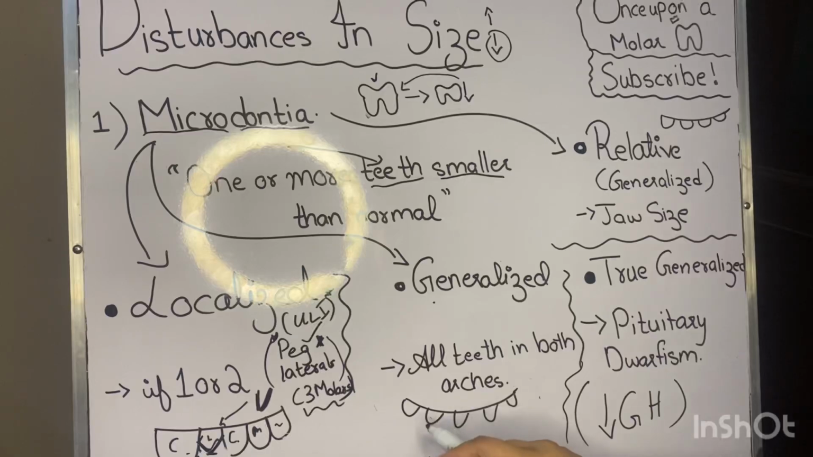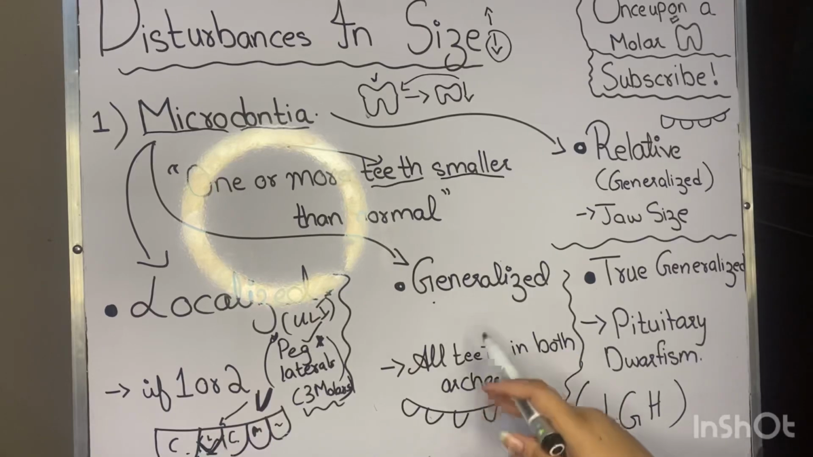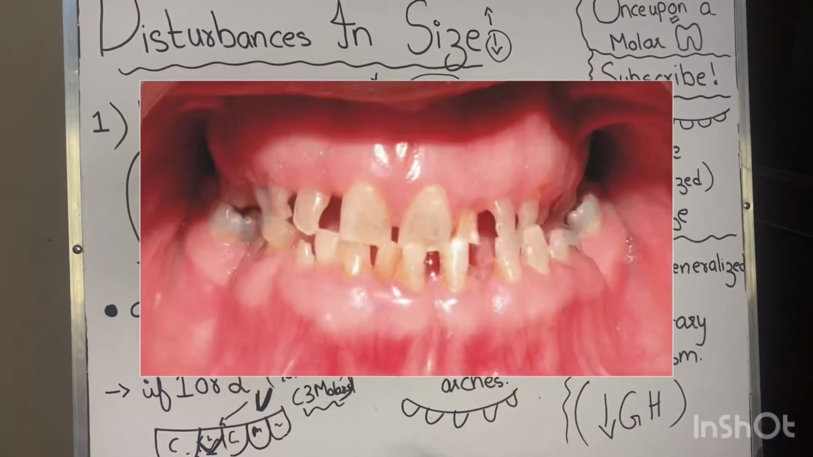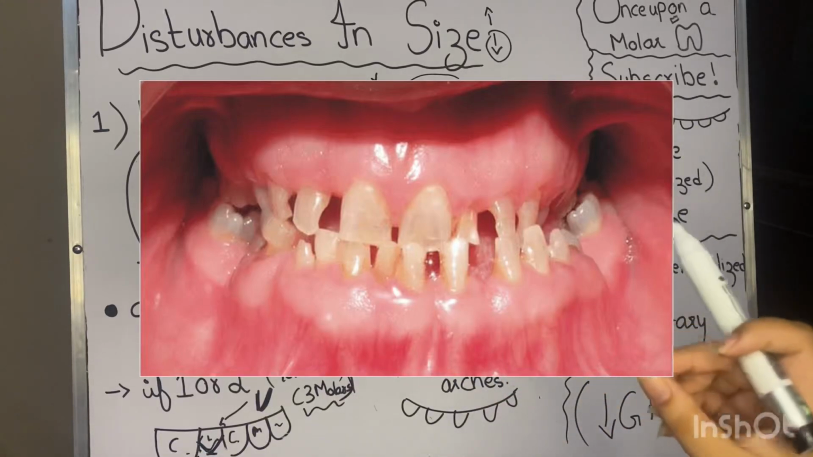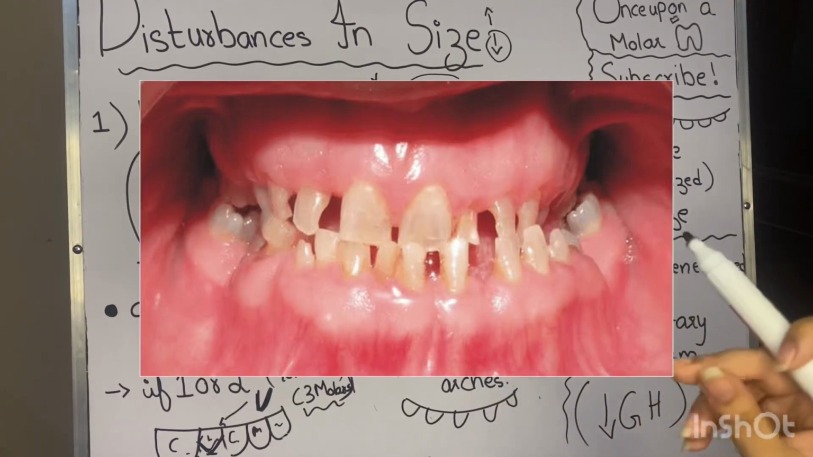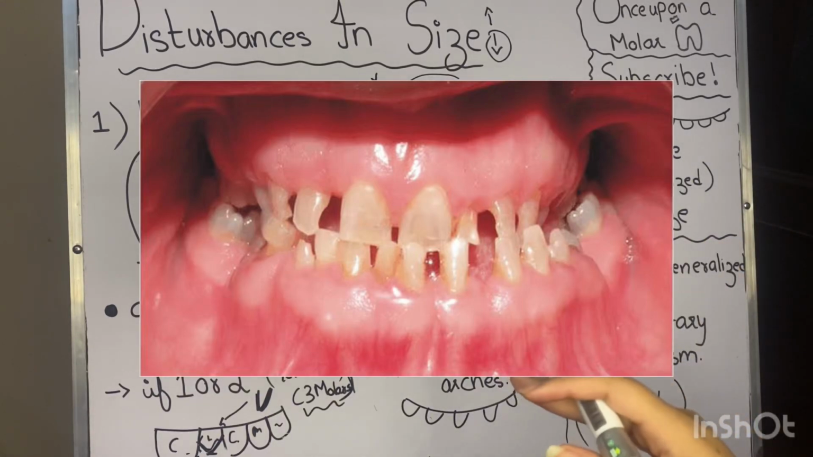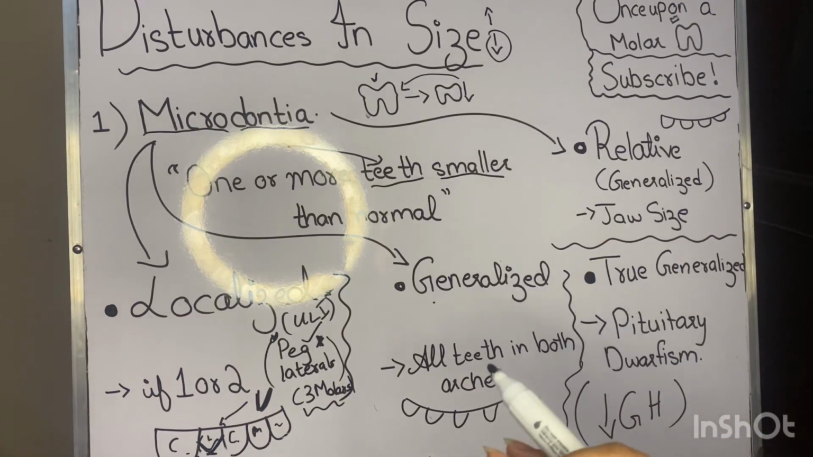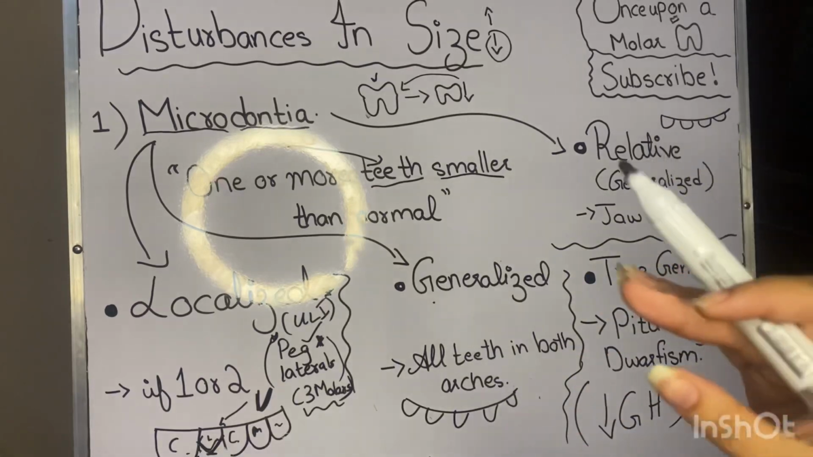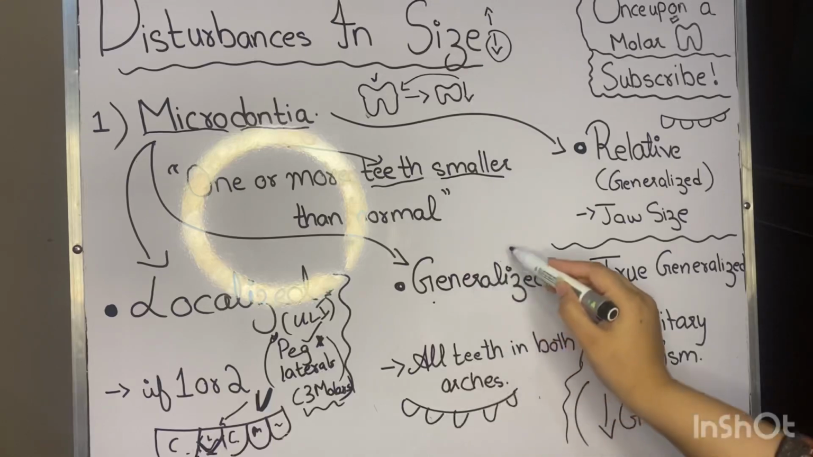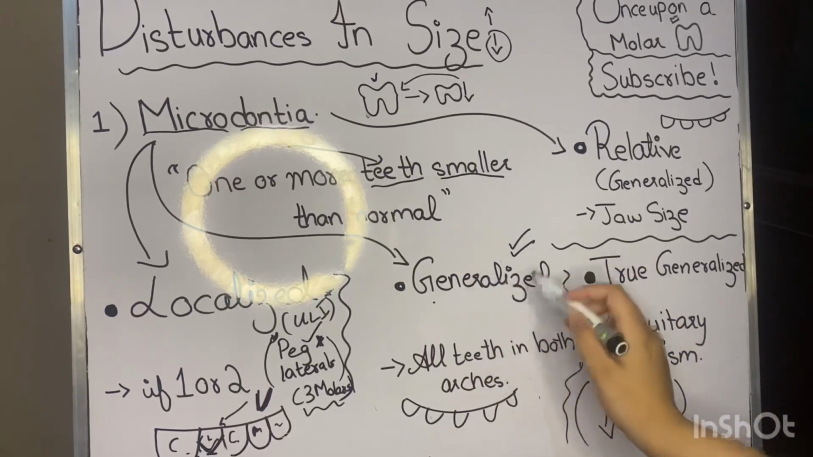So in generalized microdontia, just remember that all the teeth in both arches are going to be affected. You look at a person's mouth and notice right off the bat that something is fishy about his teeth: they are very small compared to a normal adult's, and all of the teeth are affected in both arches. That is known as generalized microdontia.